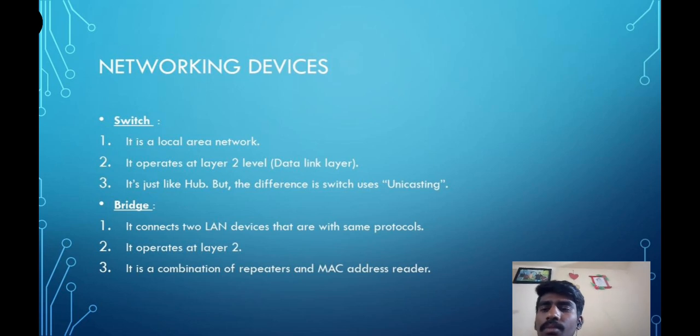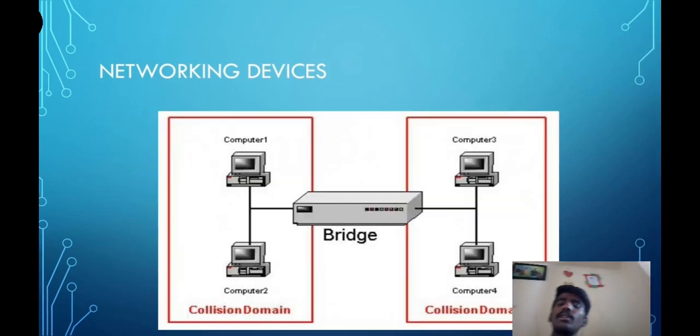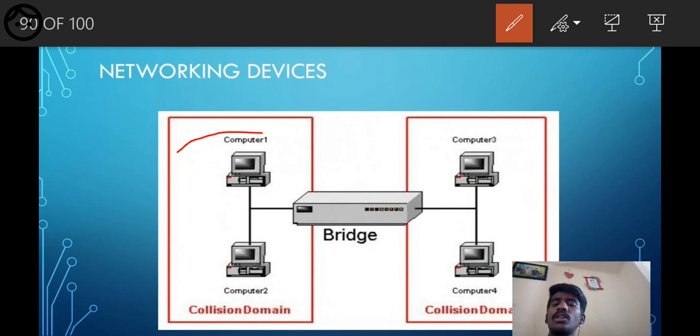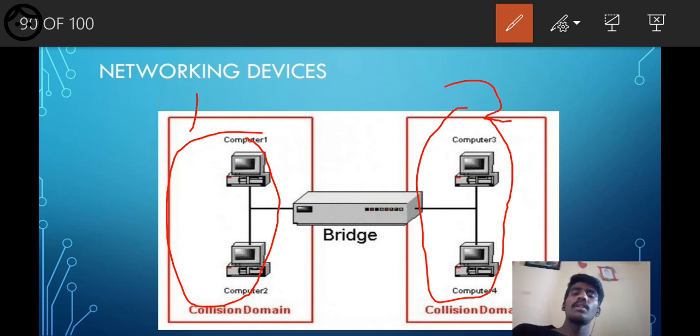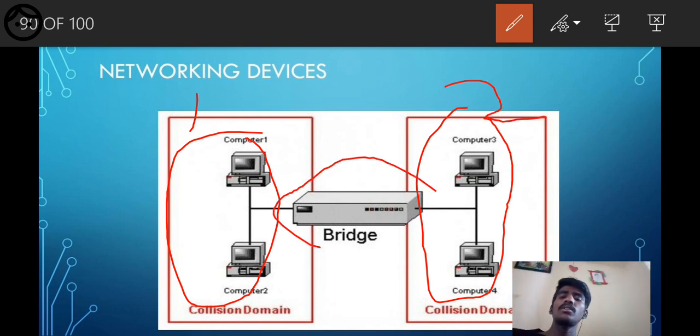Thereafter, bridges connect two different LAN devices with the same protocols. It operates at layer 2, which is also known as the data link layer, but the major difference is that it connects two different LAN networks with the same protocols. So it is a combination of a repeater and a MAC address reader. You can see a visual example for a bridge. These are from one LAN, these are from LAN 2, and both are connected by a single device, a bridge.